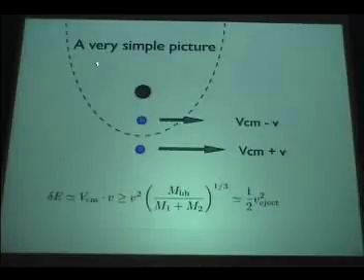Let's imagine in this very simple picture that my binary is going around this way, so this star is heading this way a bit, and this star is heading that way a bit, in the rest frame of the binary. That means this star is traveling at V_CM minus some v, and this one is traveling at V_CM plus some v. There are factors of 2 floating around, but you get the general idea. Then the binary is broken up by the tidal field of the black hole, and this star has a speed greater than V_CM, so it's unbound.